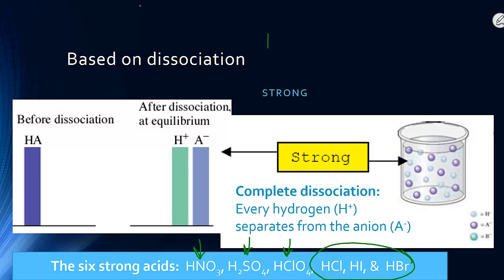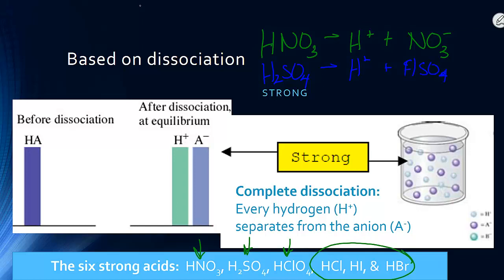They break up completely. So for example, nitric acid, when placed into solution, does not really set up an equilibrium. It simply breaks up into hydrogen ions and nitrate ions. It has a Ka value that is way bigger than 1. The same could be said about sulfuric acid. Sulfuric acid will break up into a hydrogen ion and the bisulfate ion.